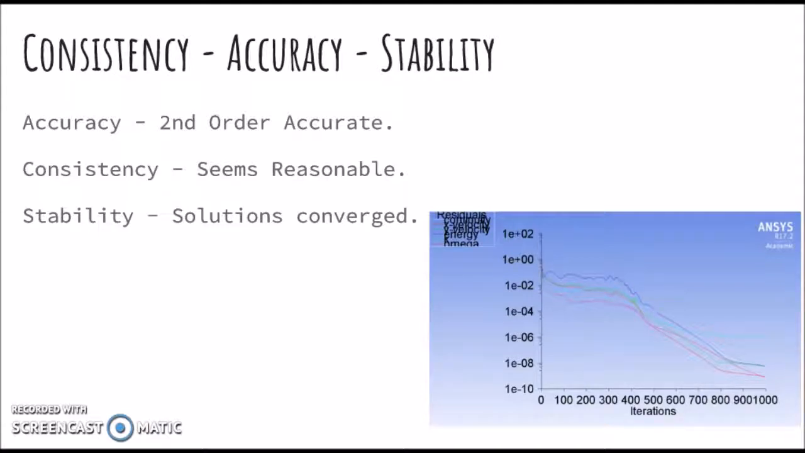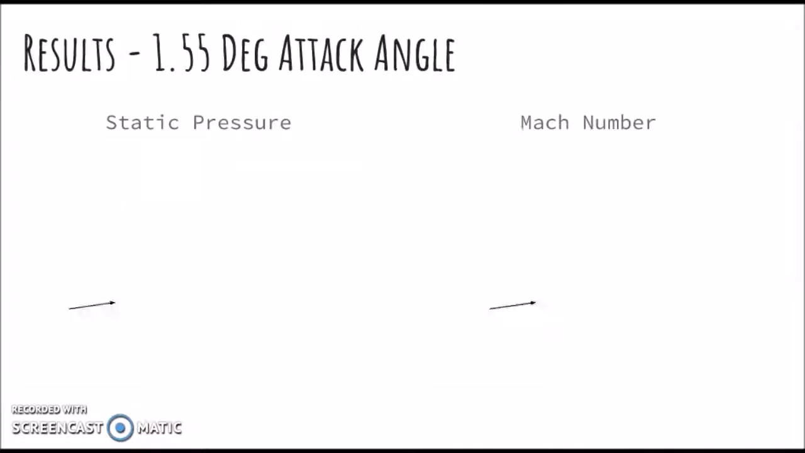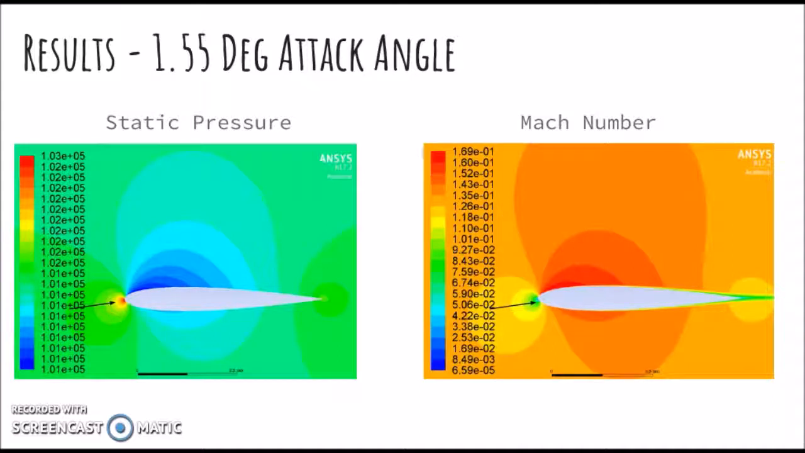As far as consistency is concerned, there is no previous solution to the system being solved. Empirical tests can be conducted on the airfoil to determine consistency, but results do match the physics as expected. The base case study for an airfoil was on a 1.55 degree attack angle. As can be seen on the static pressure contour graph, there is a stagnation point on the leading edge of the airfoil and lower pressure above the airfoil than below it as expected.